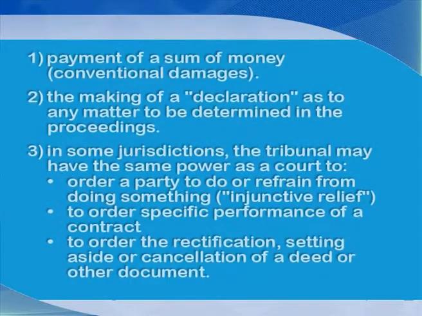Arbitral awards. Although arbitration awards are characteristically an award of damages against a party, in many jurisdictions tribunals have a range of remedies that can form a part of the award. These may include: 1. Payment of a sum of money; 2. The making of a declaration as to any matter to be determined in the proceedings; 3. In some jurisdictions, the tribunal may have the same power as a court to: order a party to do or refrain from doing something; order specific performance of a contract; order the rectification, setting aside or cancellation of a deed or other documents.